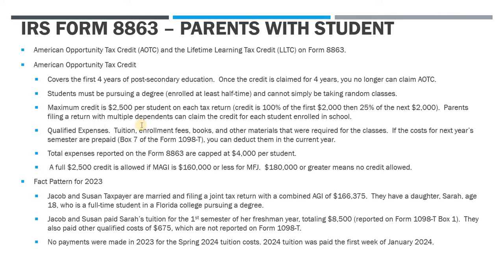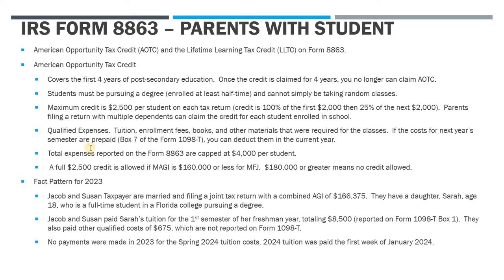Now, the maximum credit is $2,500 per student. So if your tuition is $10,000 a year, the maximum credit amount you're going to get is the $2,500 per student. Now, if you're a parent and you are filing a return and you have multiple dependents that are all in college and you're paying for those tuition costs, you can claim the credit of $2,500 on a per student basis. In contrast, the Lifetime Learning Credit is capped at $2,000 on a per return basis. So it doesn't matter how many students you have, it's going to be limited on a per return basis.